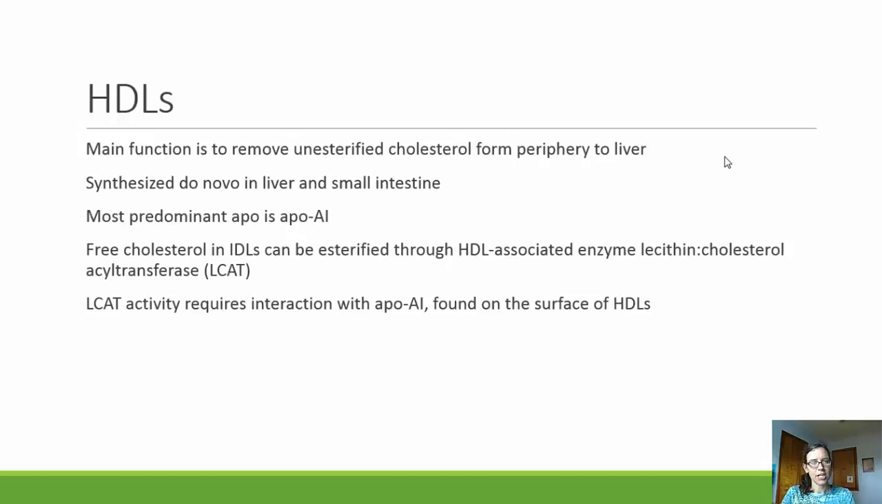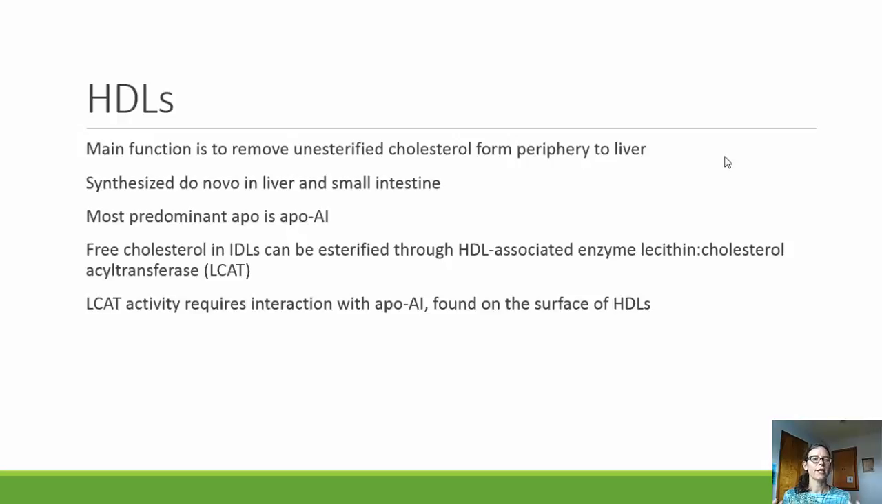Then we have our HDLs, and we all think of HDLs as our good cholesterol. This HDL is primarily protein rich, and it's a disc shaped particle. Because it's so protein rich, that's why it's called a high density lipoprotein. The main function of this HDL is not to deliver cholesterol to the periphery, but rather to remove cholesterol from the periphery to the liver, where hopefully it can either be repackaged or excreted.